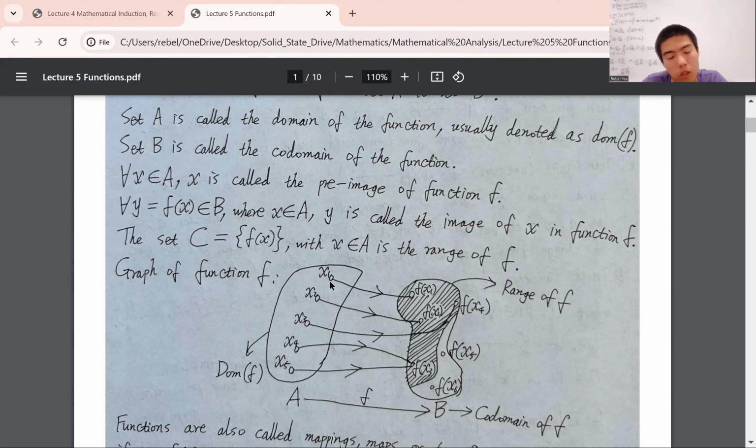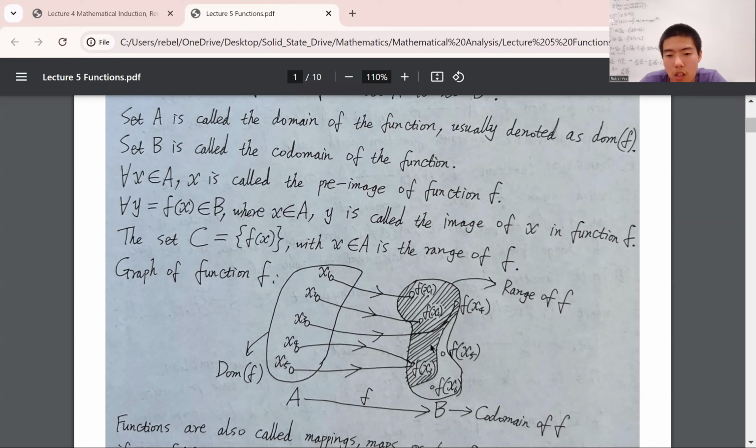Like if you ask what's the pair of x1? It's f(x1). What's the pair of x4? It's f(x3), and x5 is also f(x3). So it's a good pair. So it's a function. But if we say x3 also goes to f(x4), then this is wrong, because for the first coordinate x3 there are two values, which does not make a function. So this case is a function and the range is what x has reached by the function f.